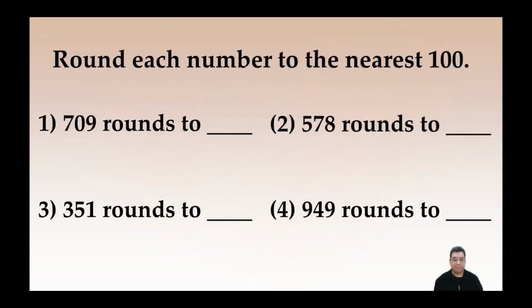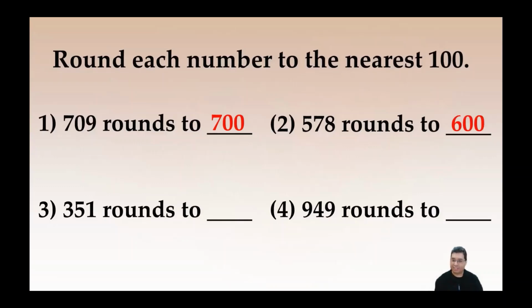So let's do a few practice problems now. And for these four, we're going to round each number to the nearest 100. So for number 1, 709 rounds to what? Yep, that's 700. How about number 2? 578 rounds to what?